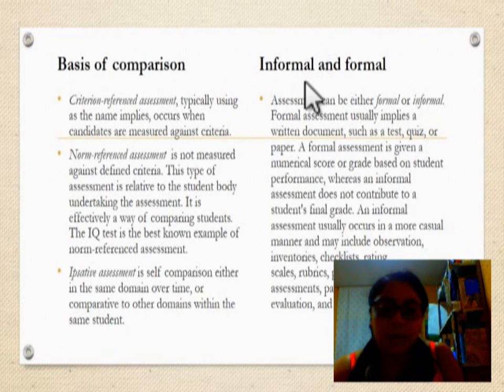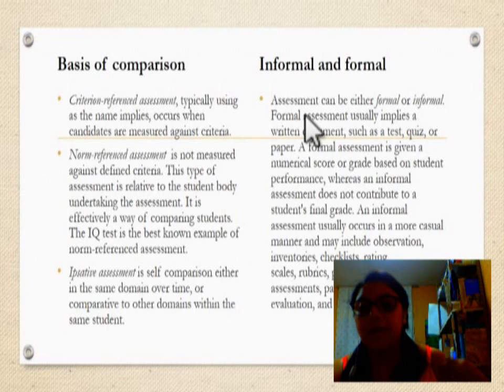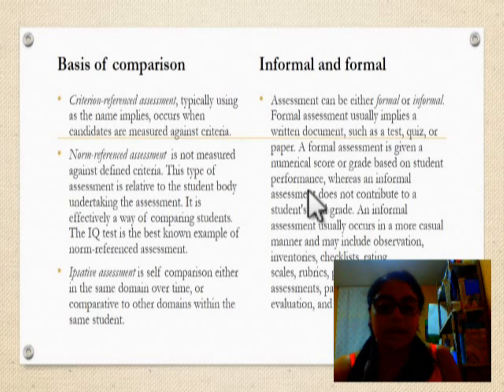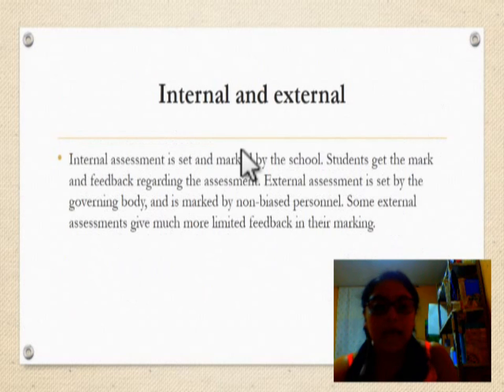Now, informal and formal. Formal assessment implies documents, quizzes, tests, and is given a score or grade. And the informal implies observation, checklists, rubrics, portfolios, etc. And the last one is internal and external. Internal assessment is marked by the school, and the external is established by a governing body.